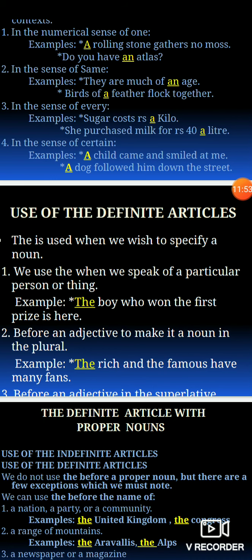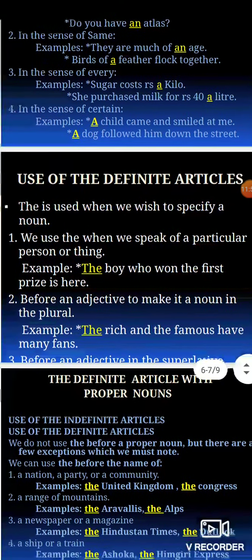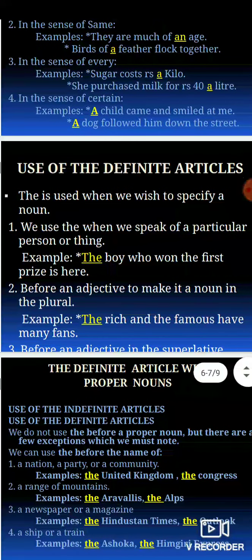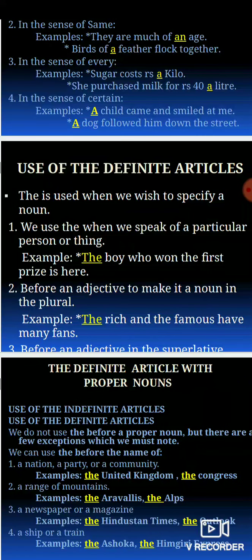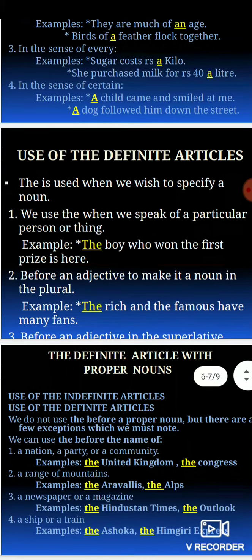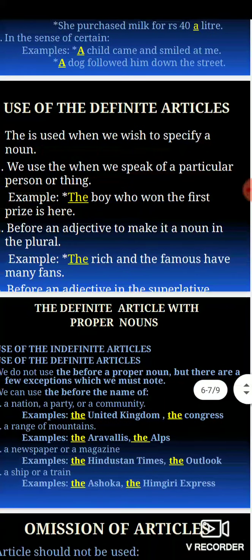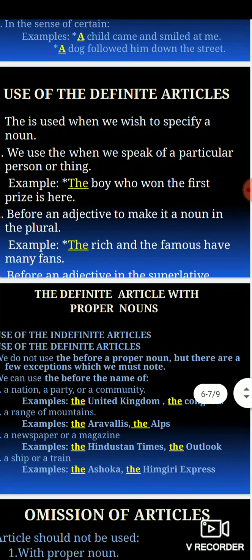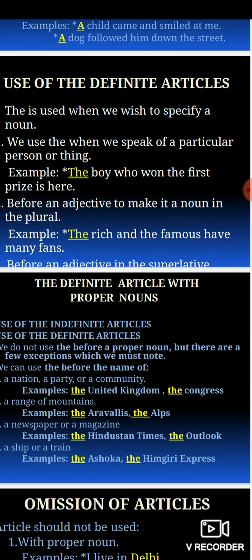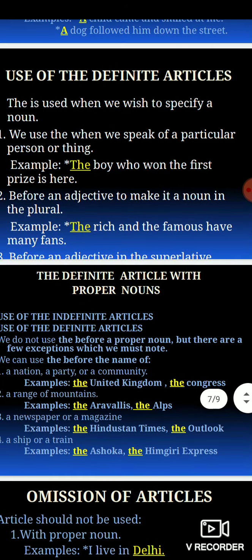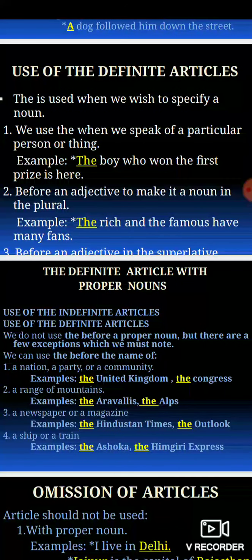Use of definite articles. The is a definite article, used when we wish to specify a noun. First, we use the when we speak of a particular person or thing. For example, the boy who won the first prize. So the is a definite article.